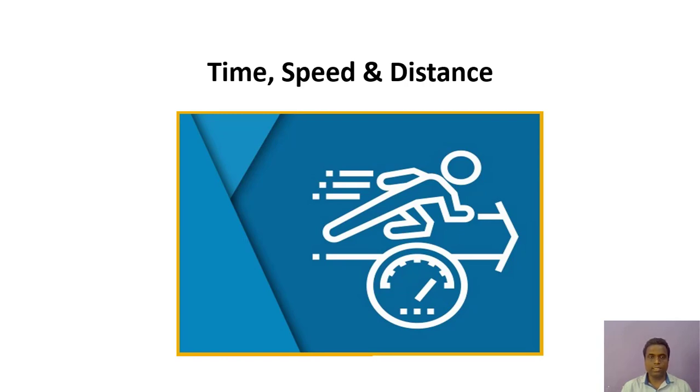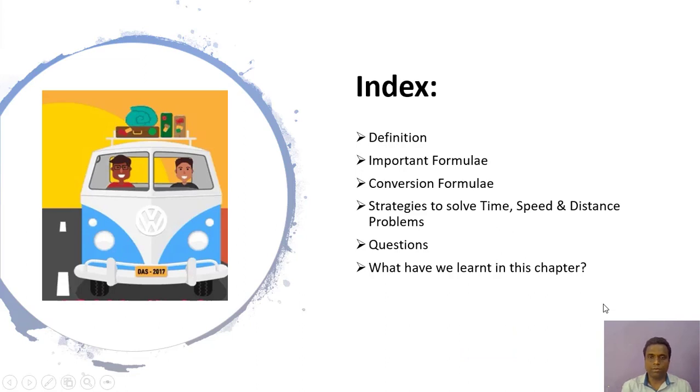Today in this lecture we will study the chapter of time, speed and distance. So first let's see the content of the chapter. First we will see the definition and introduction to the chapter, then important formulae related with time, speed and distance. Later, conversion formulae for conversion from one measurement system to another measurement system. Then later we will see the strategies to solve different problems related to this chapter.